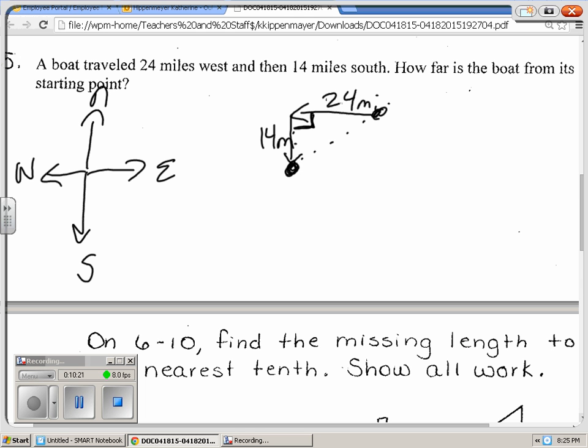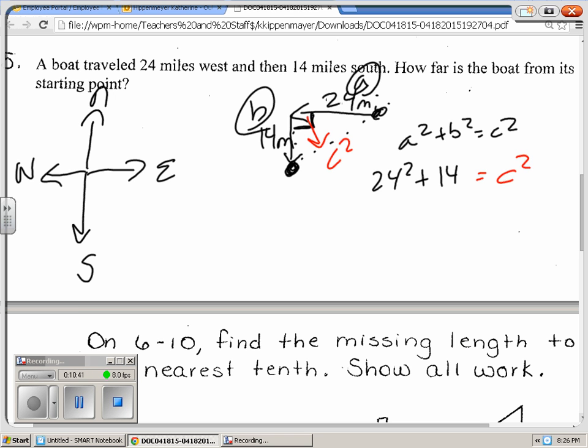And we want to know that distance. So a squared plus b squared equals c squared. It's a right triangle, so we can use the Pythagorean theorem again. And we know that c is across from the right angle. So what we don't know is c. We know a and b, and it doesn't matter which is which. So this time I'm making a 24, I'm making b 14. 24 squared gives us 576. 14 squared, I think that's 196. Yep, 196. And then we add 196 and 576, and we get 772.